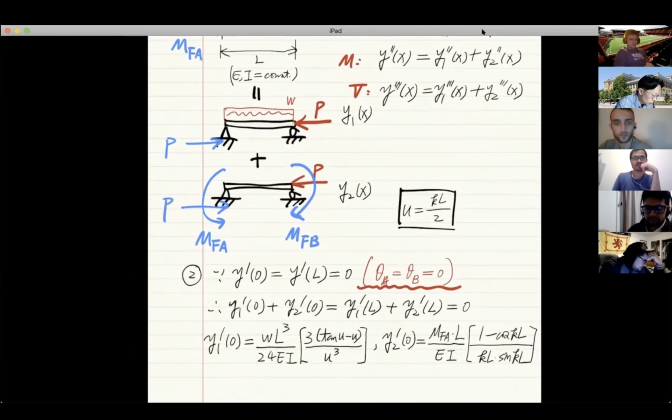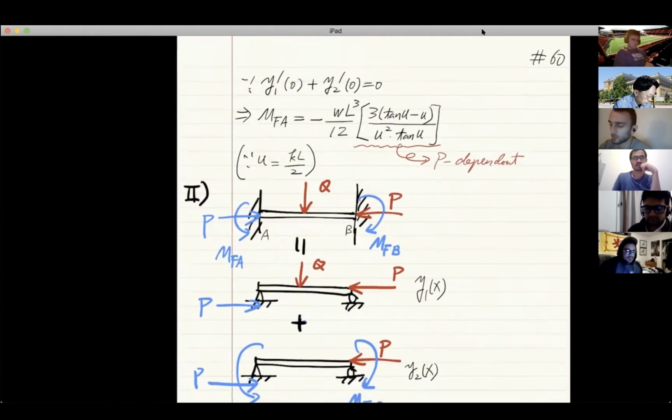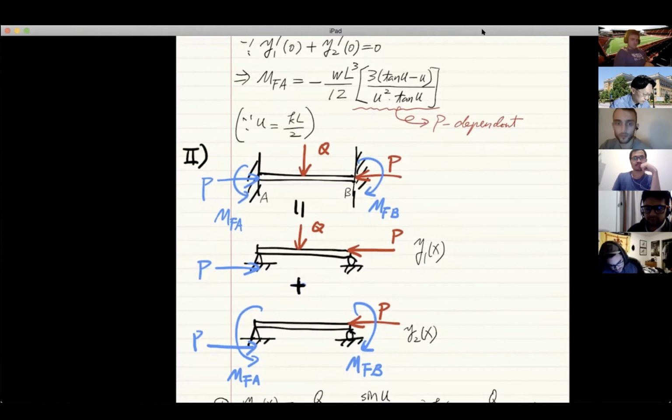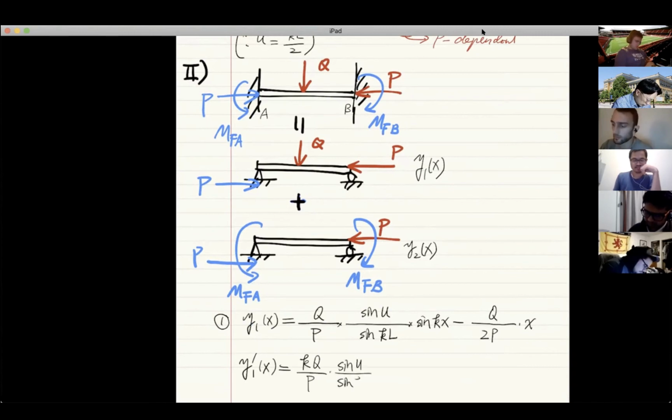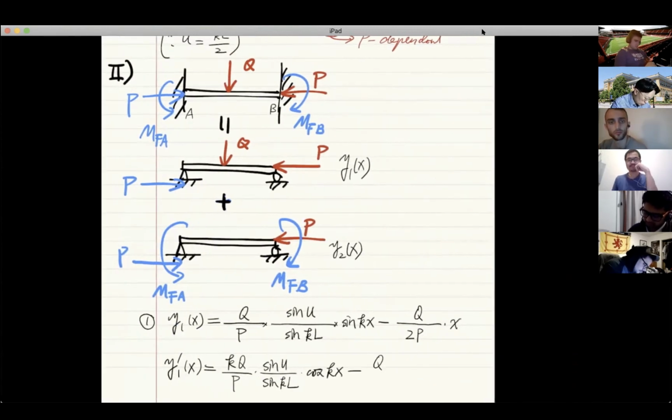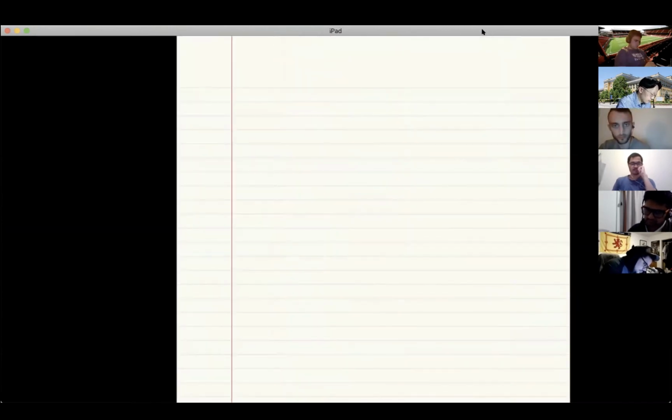Which is from here before. So that's from the end moments. So in this case, if you go with Y1 prime and only deal with the X variables, that will give you KQ over P sine U over sine KL times cosine KX minus Q over 2P. And the next step.